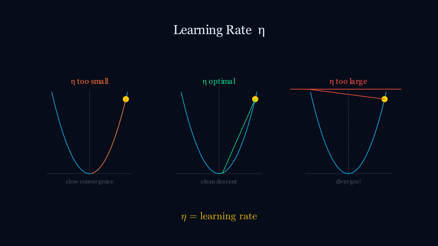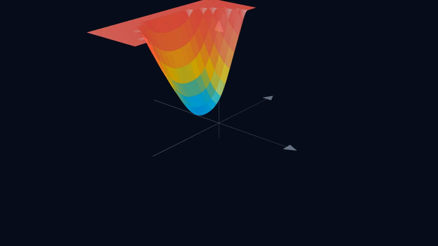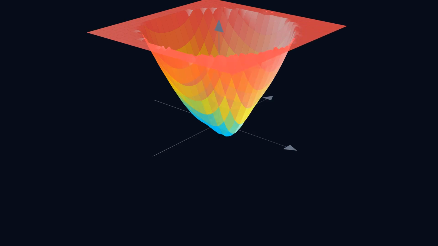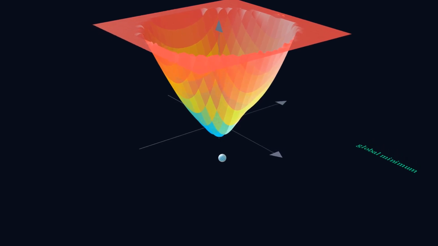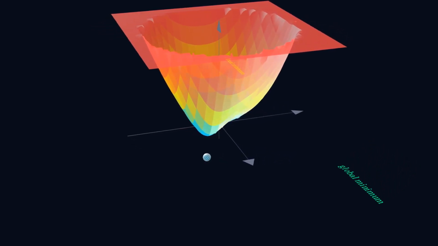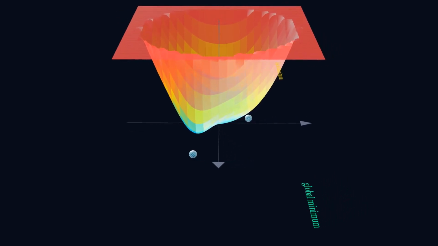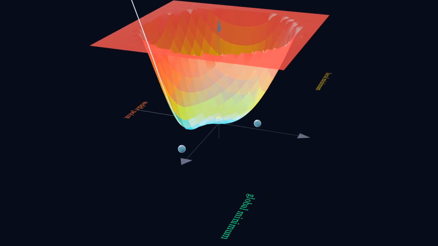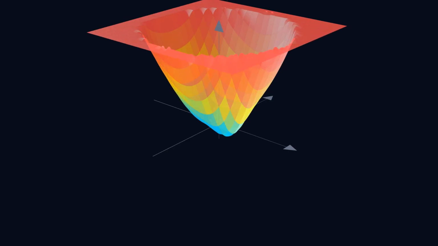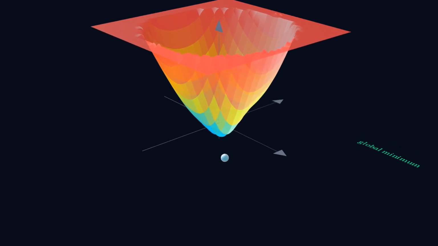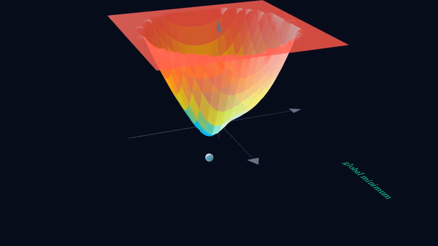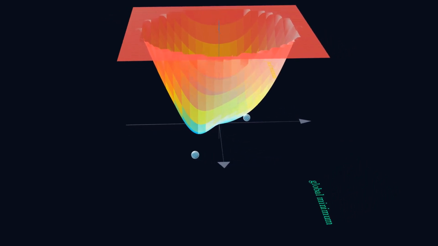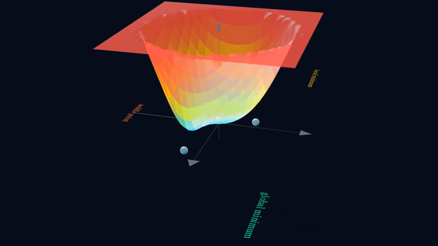Real neural networks don't minimize a single parabola. Their loss landscapes are high-dimensional surfaces of extraordinary complexity, full of valleys, plateaus, saddle points, and local minima. A local minimum looks like the bottom of the world from nearby, but the true global minimum may be far away. Modern optimizers like Adam and RMSprop add momentum and adaptive step sizes to navigate these complex terrains more reliably. But at their core, every one of them follows the same principle. Measure the gradient, step downhill, repeat.